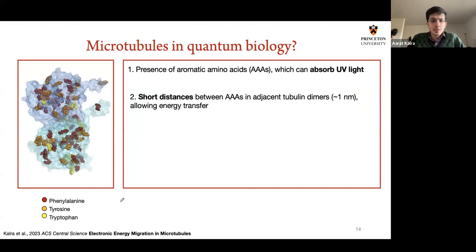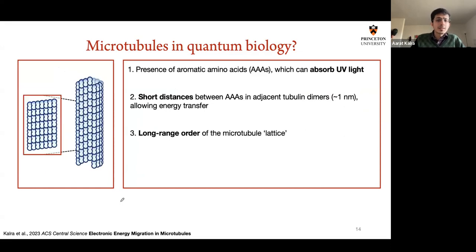There are short distances between these aromatic residues that enable energy transfer, such as Förster resonance energy transfer that Greg was mentioning. Okay, so that makes them similar to chlorophyll. But what really makes microtubules unique is the fact that they have a lattice-like structure. This is what excites the physicists. And so really now we're entering the physics realm of the talk, moving away from the cell biology end of the talk. Okay, microtubules have a long range order. They have a lattice. And this is a rare thing in biology, in what's been called the hot, wet, and noisy environment of cell biology. Okay, it's this long range order.